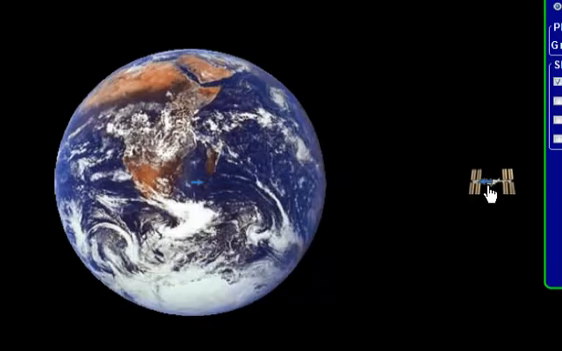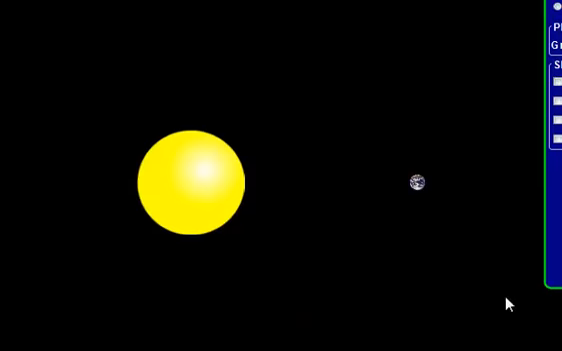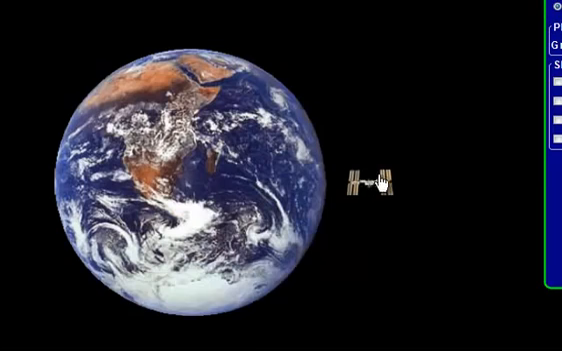Whether the satellite is far away, the force vector gets smaller. If the satellite's closer, whoa, I just blew it up. I'm going to reset it. And as we get closer, that force arrow gets greater. And the satellite moves around the Earth in a circular fashion.